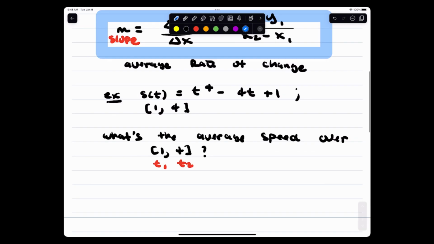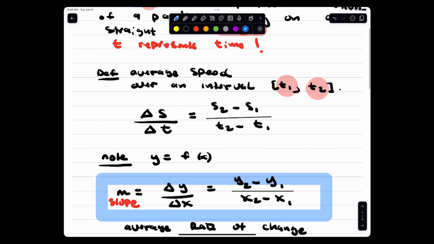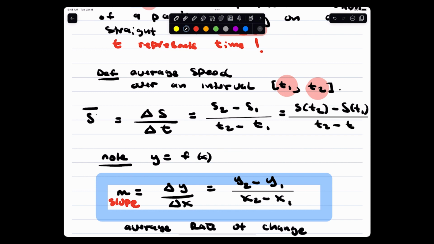And notation-wise, sometimes they'll give you the S with a line on top for an average, and maybe they'll give you S of t. And then if you want more detail, that'll be S of t2 minus S of t1 over that difference in time. So this is the average speed.